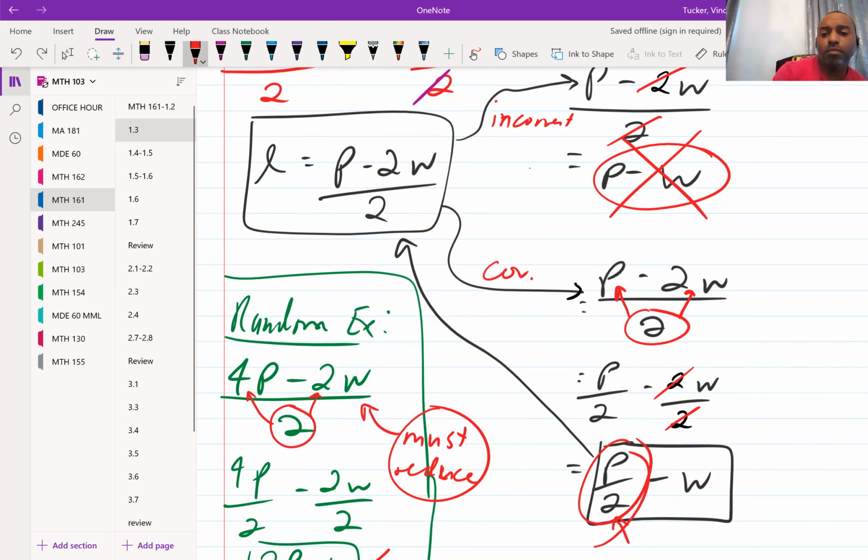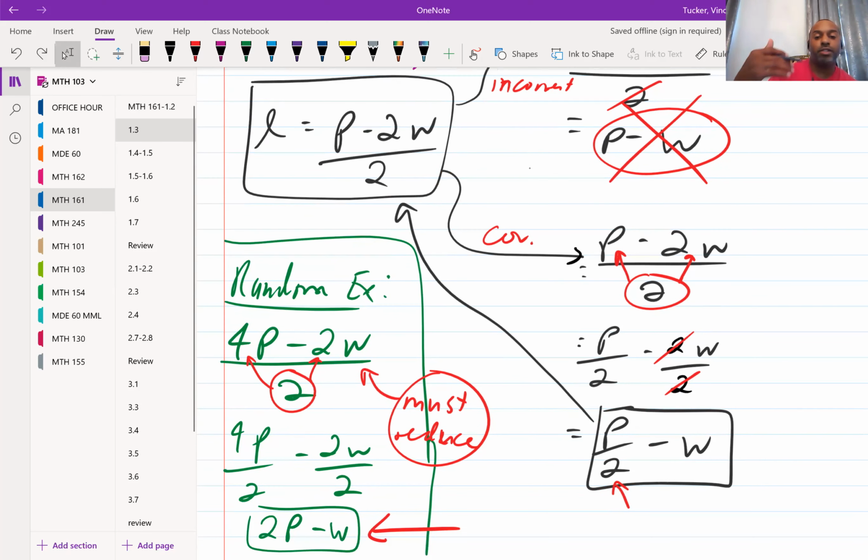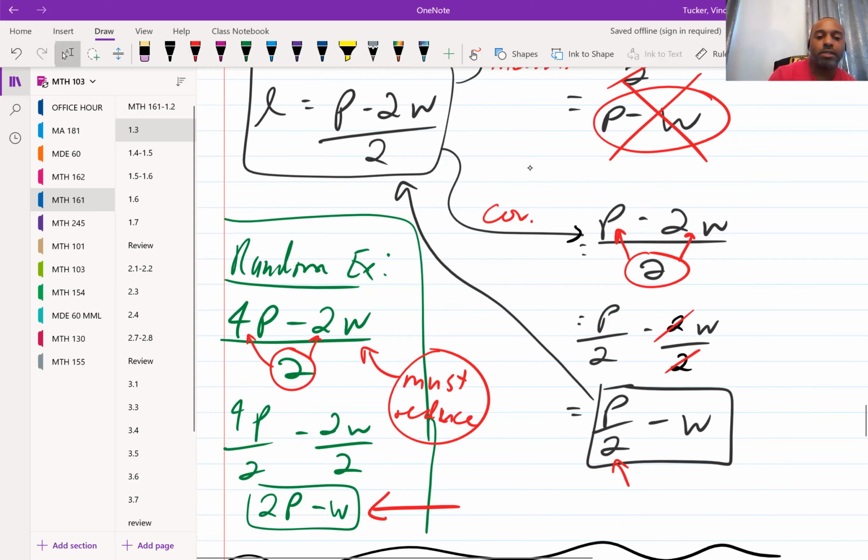All right. Now, a scenario in which you are expected to reduce is over here in the green. This is just a random example, does not have to do with what we just did. I'm just saying if there was a 4 in front of the P, or a number that the 2 could divide evenly into in front of the P, then you would be expected to do that. So take the 2 into the 4P, take the 2 into the 2W, and that gives you this scenario. Divide the 2 and the 4 gives you 2P, and the 2's cancel, giving you W, and that will be your most simplified answer.